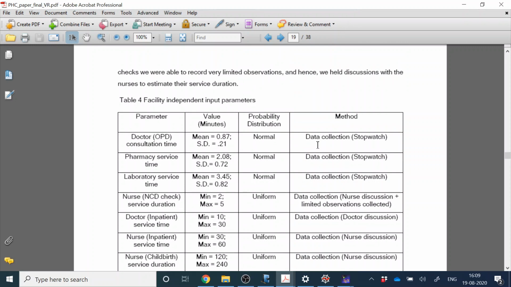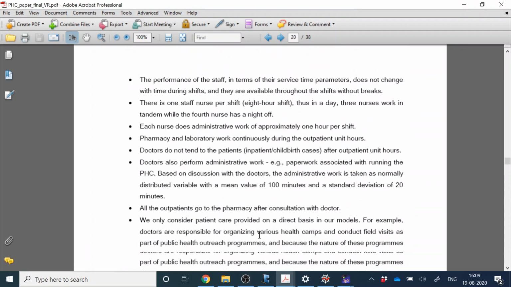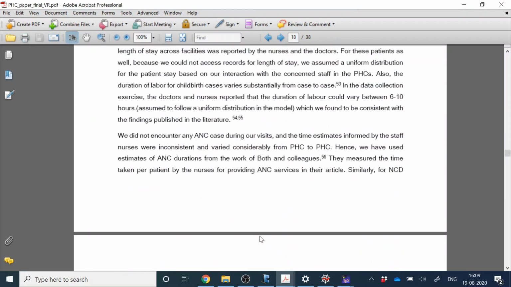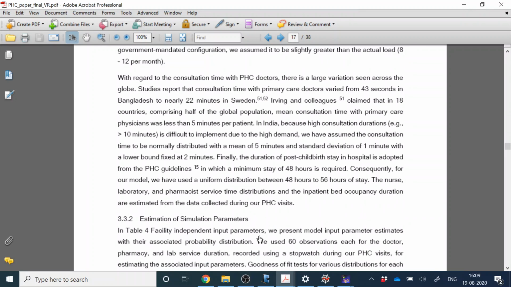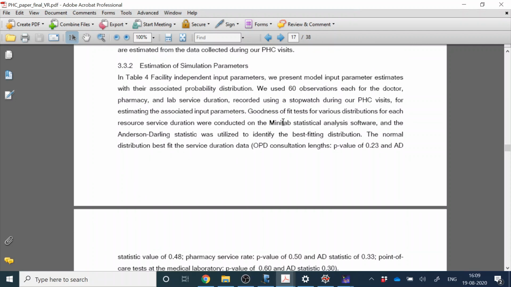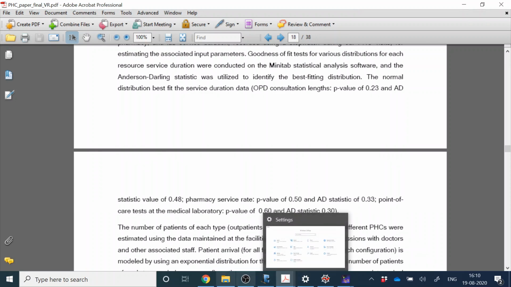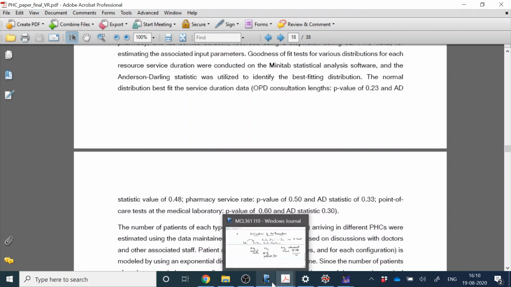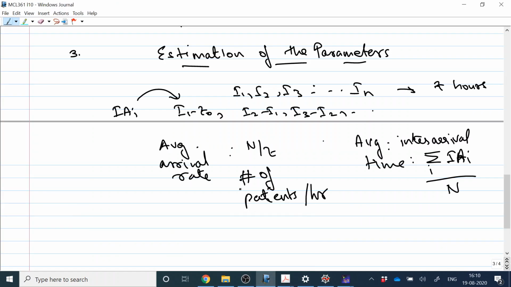But here for consultation time, for pharmacy service time, we actually went there, we observed them, we collected data using a stopwatch and fit a distribution, right? So there's a fit normal distribution. I can show you that. We even discuss that somewhere here. So, 60 observations for the doctor, pharmacy and lab service duration recorded using a stopwatch during our PHC visits. We're estimating that, goodness of fit tests, Anderson-Darling statistic with p-values and so on. Okay, all right. So this is a very important part of the process, actually, estimation of input parameters.